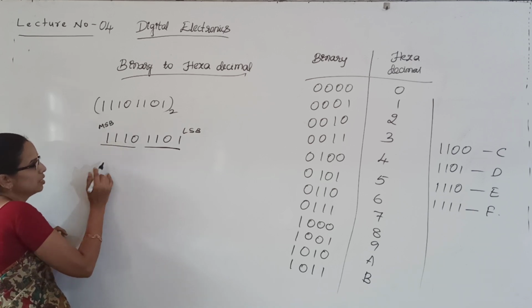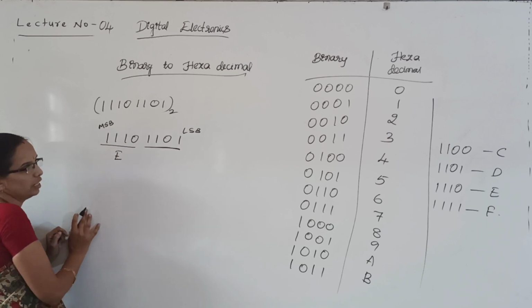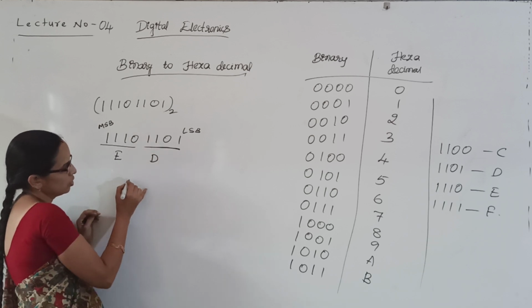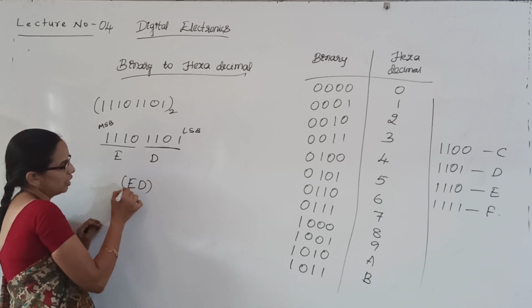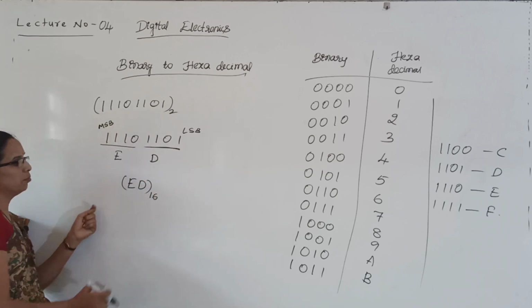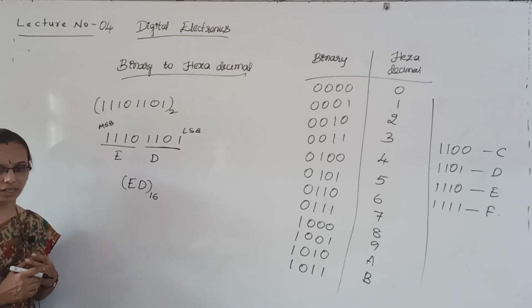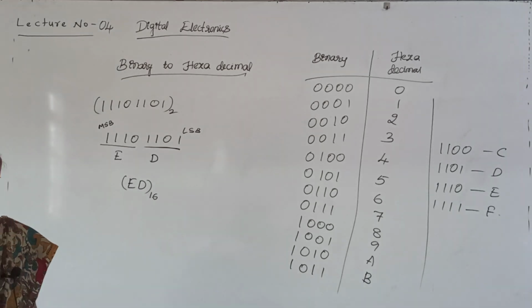1110 is nothing but E, 14 it is. 1101 is D. So the hexadecimal equivalent of the given binary number is ED. Okay, it's very easy.